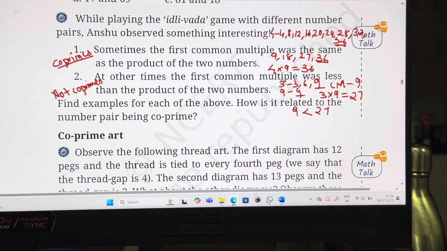What is important here you need to remember is two things. If the two numbers are co-primes, then their product will be their LCM, that is least common multiple. But if they are not co-primes, then the LCM will be less than the product. So we will continue with this chapter in the next video. Thank you.